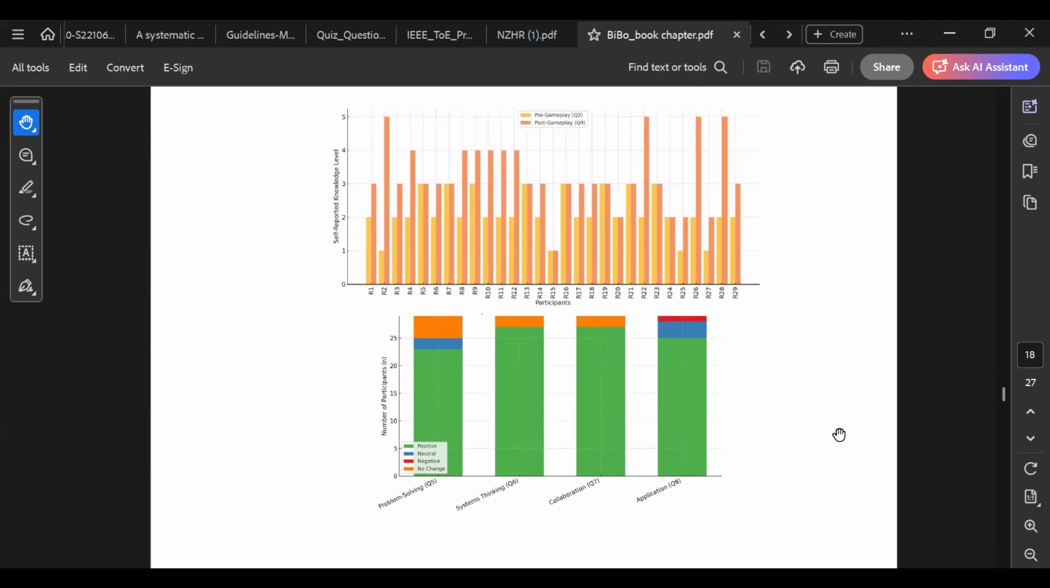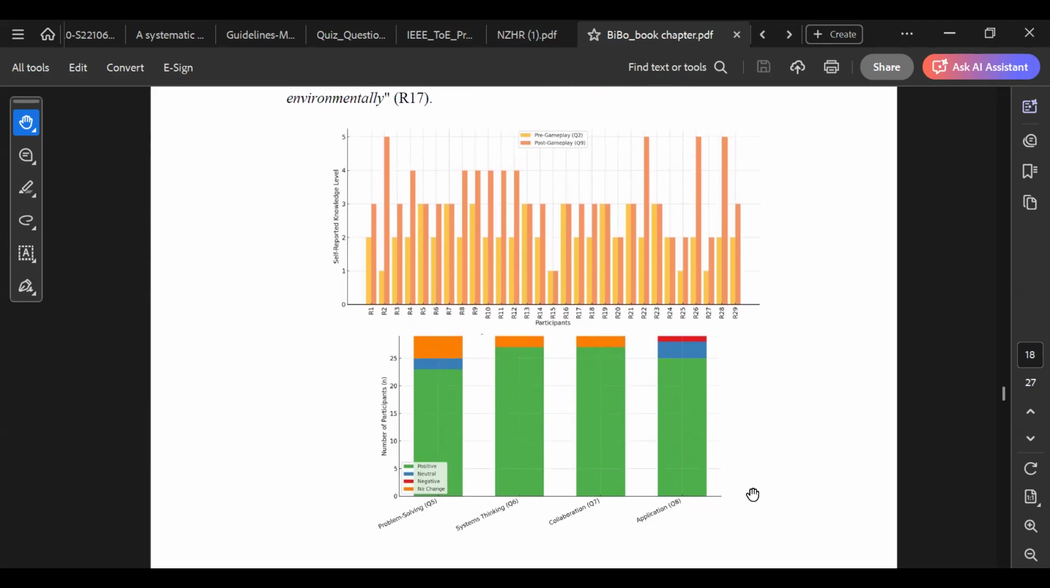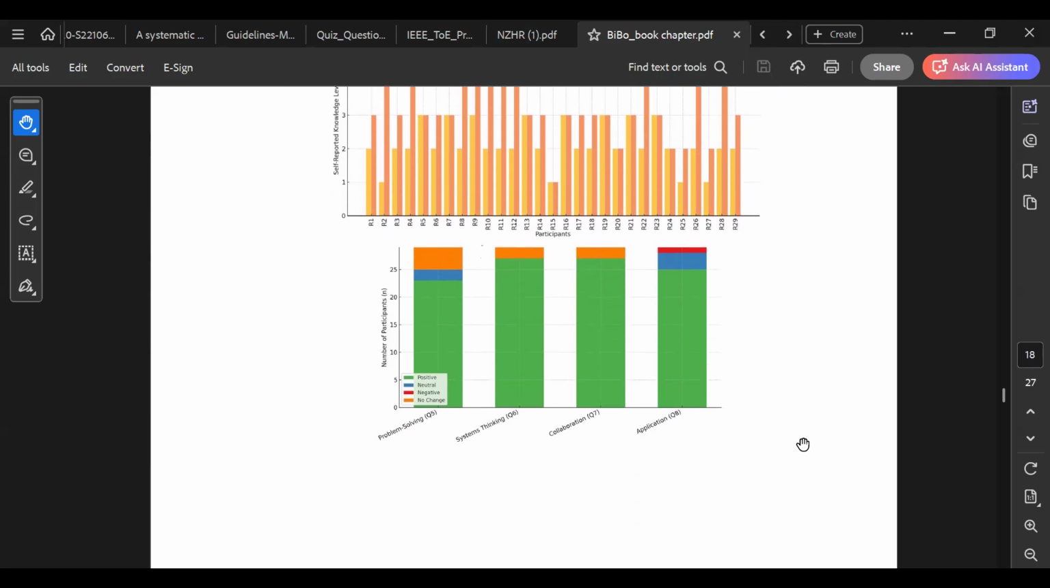And the second visual that you see here is mostly on the different kinds of contributions or learning that they had. So people reported that they gained collaboration, systems thinking, problem solving, and you see a lot of positive. The green one is positive.